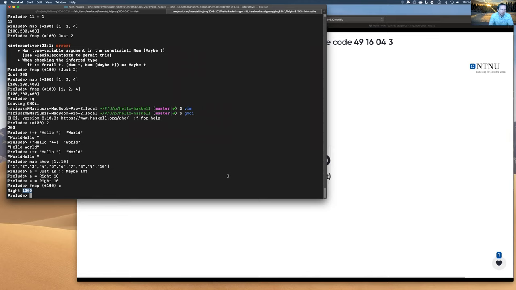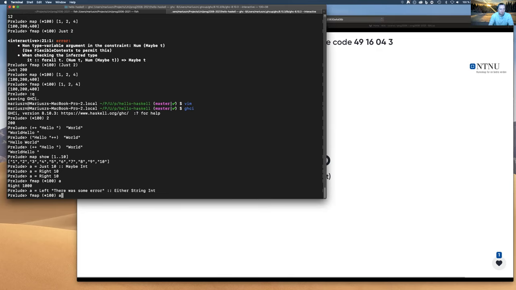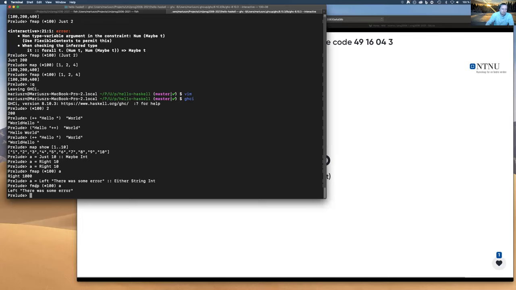What happens if I have a left side? What happens if I have a, which is of type Either String Int, and I don't have the right side, I have the left side, and the left side says there was some error? What if I apply fmap to that, what should happen? Well, applying a function on a functor always gives back the functor. Applying a normal function on a functor always gives the functor back. And now depending on the functor, the particular behavior happens.